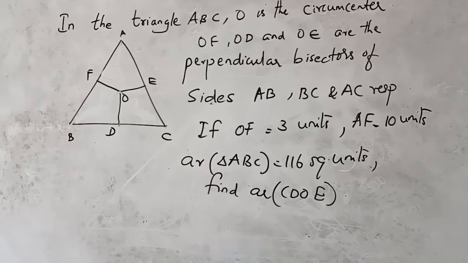We have the third problem regarding the circumcenter. In the triangle ABC, O is the circumcenter. OF, OD and OE are the perpendicular bisectors of the sides AB, BC and AC respectively. If OF is equal to 3 units, AF is equal to 10 units, and the area of the triangle ABC is 116 square units, find the area of CDOE.